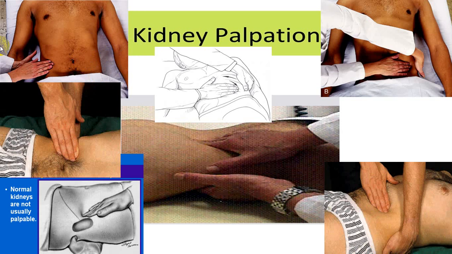The palpation for kidney is always a bimanual palpation. This will be the pushing hand, this will be the palpating hand. And while palpating, you have to ask the person to take a deep inspiration and you push this hand posteriorly and this hand anteriorly. So you are pushing the lower pole of the kidney. What you are going to palpate is the lower pole of the kidney. Upper pole of the kidney can never be palpable.